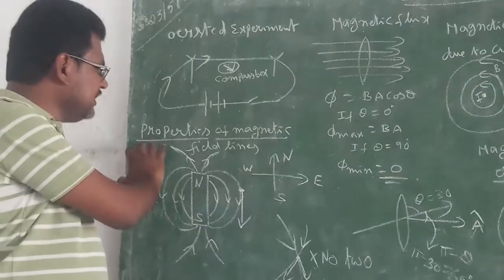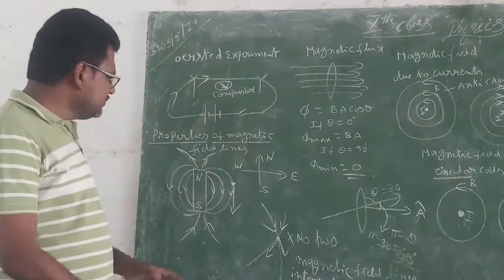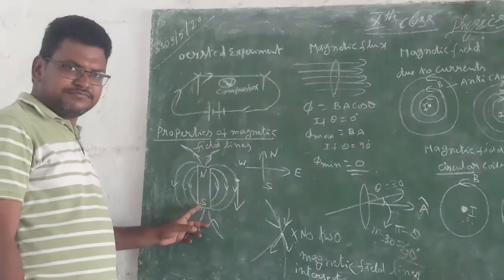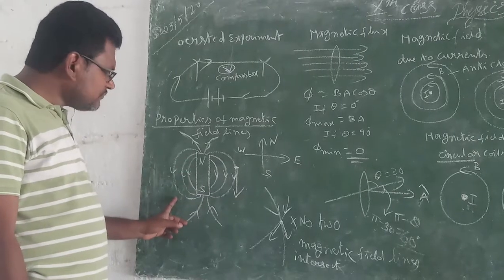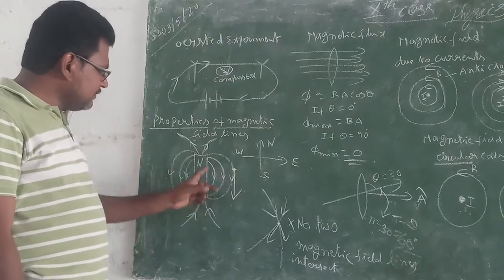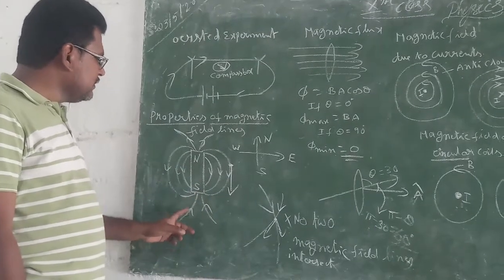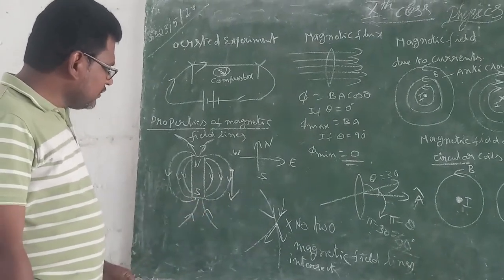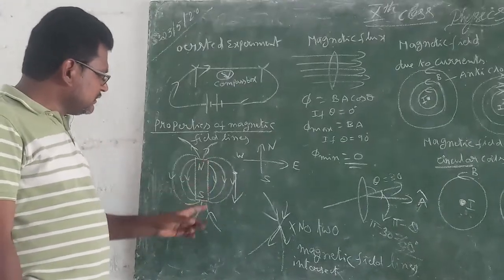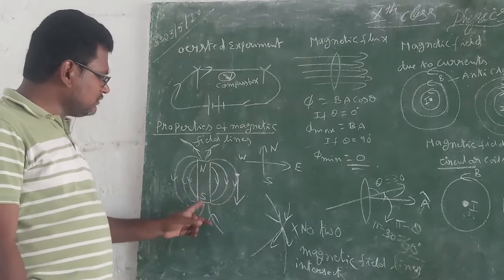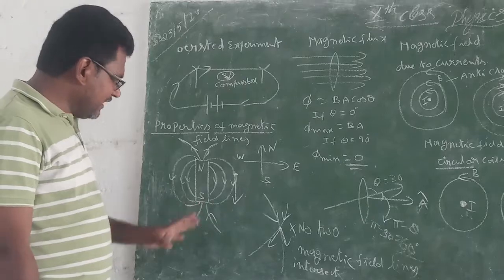Now let's see the properties of magnetic field lines. Here there is a bar magnet having a north pole and a south pole. These are the magnetic field lines due to a bar magnet. Magnetic field lines come out from the north pole of a magnet and enter into the south pole of a magnet. The magnetic field lines are closed curves. Their direction is from north to south outside a magnet and from south to north inside a magnet.